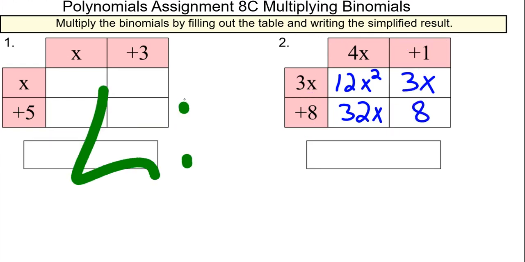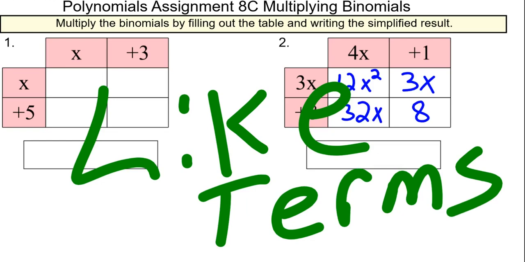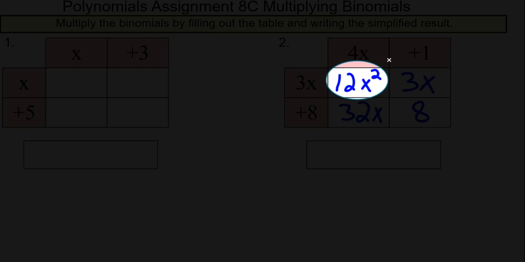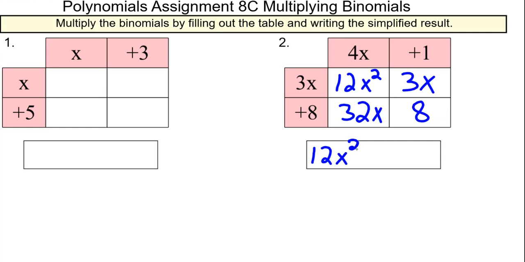Now we are simply putting together like terms, and that is very easy to do. There is no term like 12x squared, and it will be first. There is no term like 8, and it will be last. So let's put in 12x squared first and 8 last. Since 8 is positive, we put plus.